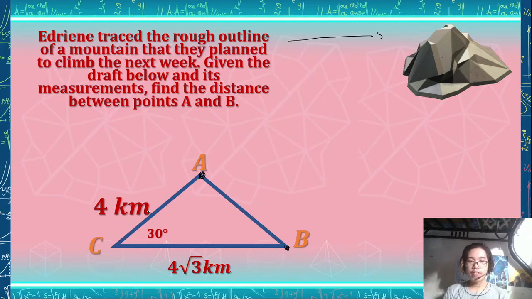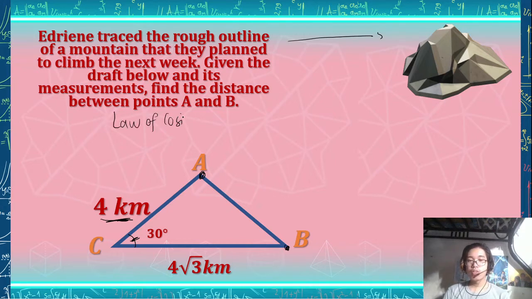Given that we have AC equal to 4 kilometers, angle ACB is 30 degrees, and the distance between C and B is equal to 4 square root of 3 kilometers. For this problem, we can use again the special right triangles and our formulas for finding the area, but it's much safer to use another theorem that you've learned during your lecture. So we have the Law of Cosines.